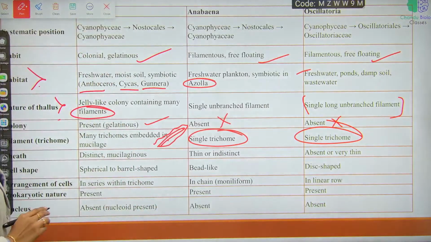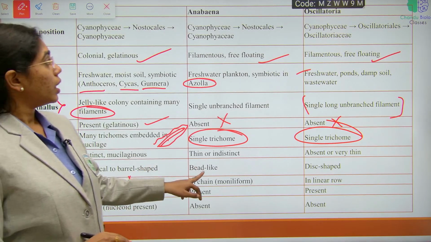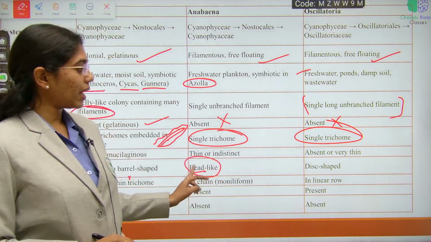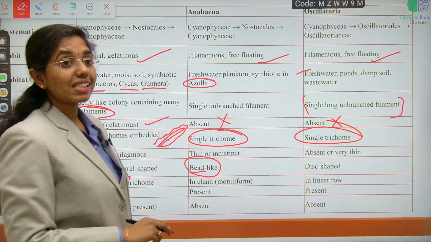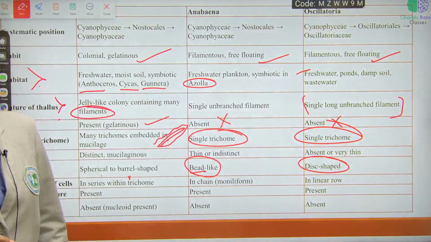Next is cell shape. Cells are usually spherical or spherical to barrel shaped. Here Anabaena cells are bead-like. Oscillatoria cells will be disc shaped.